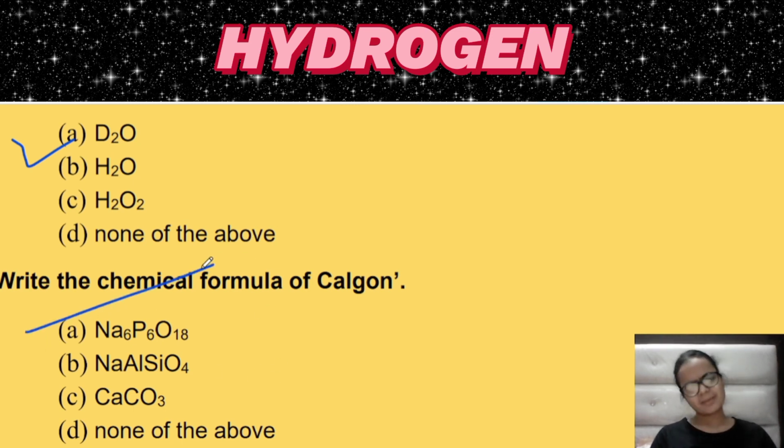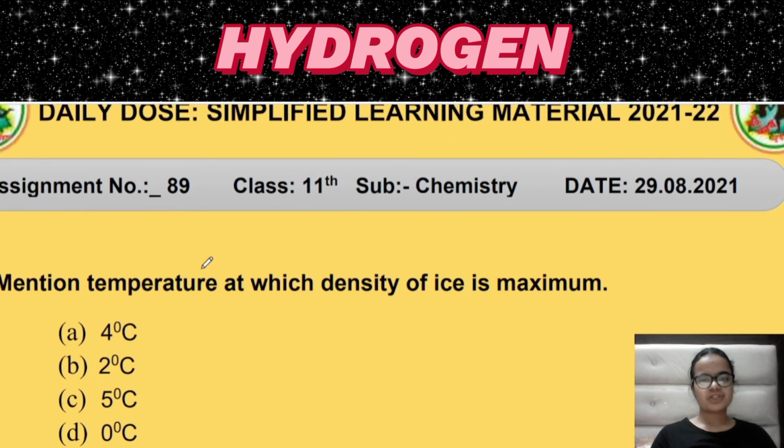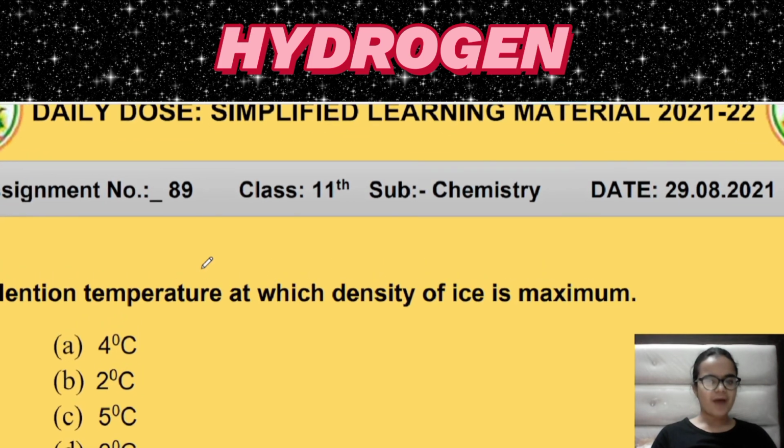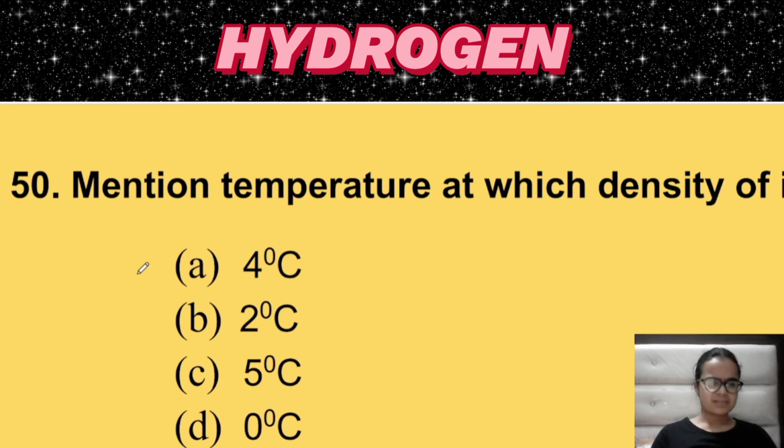Na6P6O18. So you must remember this. It's a very interesting question. Next question is, mention temperature at which density of ice is maximum, and the density of ice is maximum at 4 degrees Celsius.